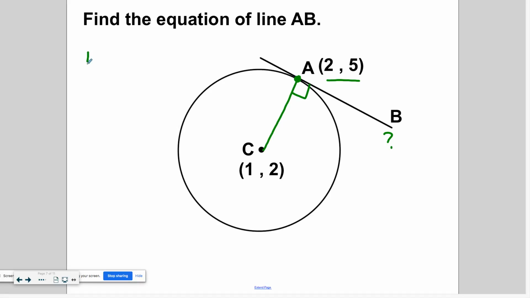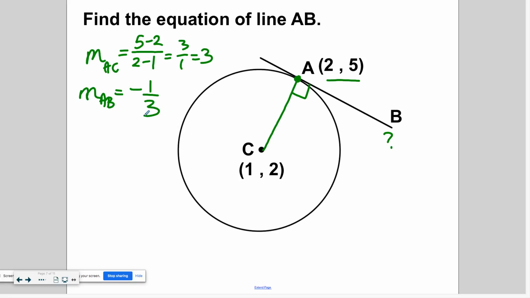So let me do that over here. Slope of AC, 5 minus 2 on top, y minus y, and then we have x minus x, 2 minus 1 on the bottom. So that's 3 over 1, which is a slope of 3. Now I know that AB is perpendicular to it, so the slope of AB is going to be the negative reciprocal of that. So it's going to be -1/3. That's the slope of this line.